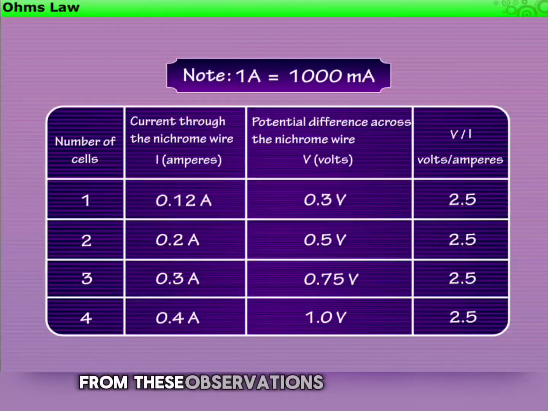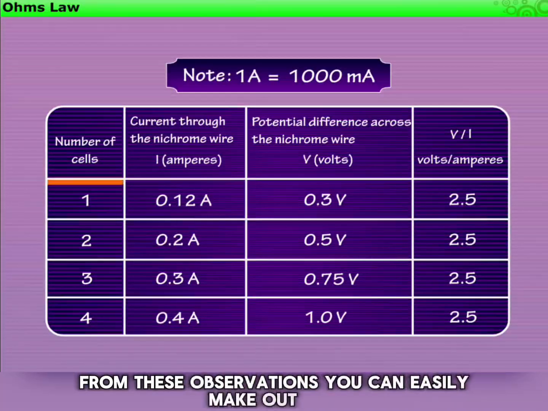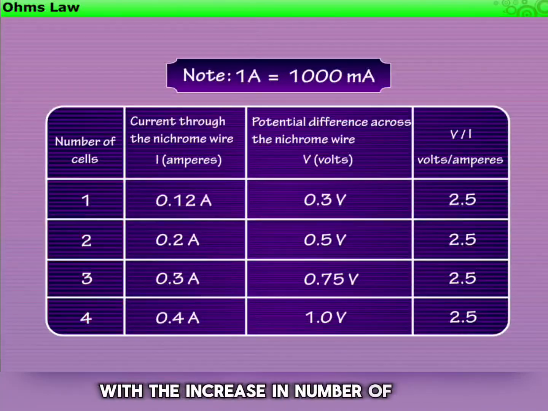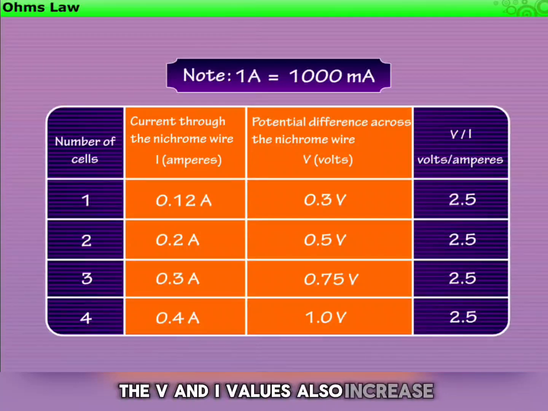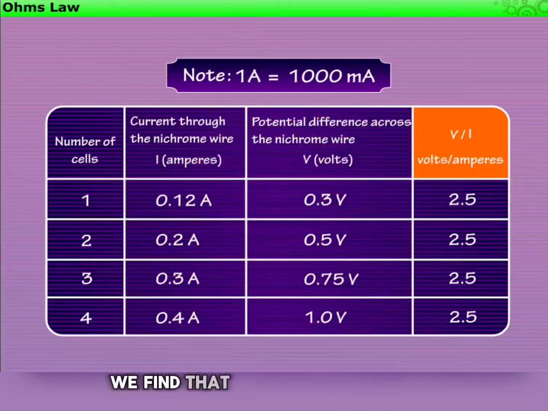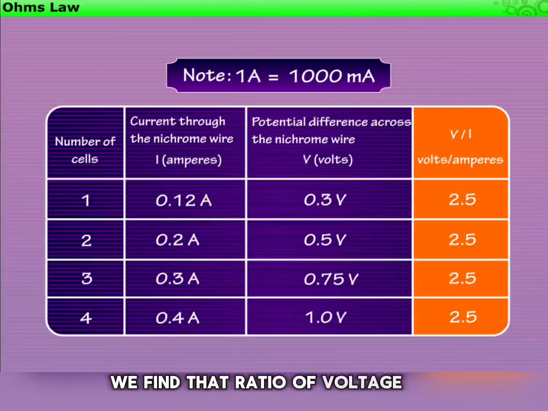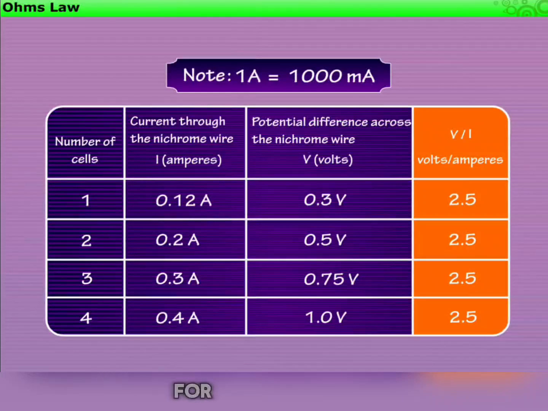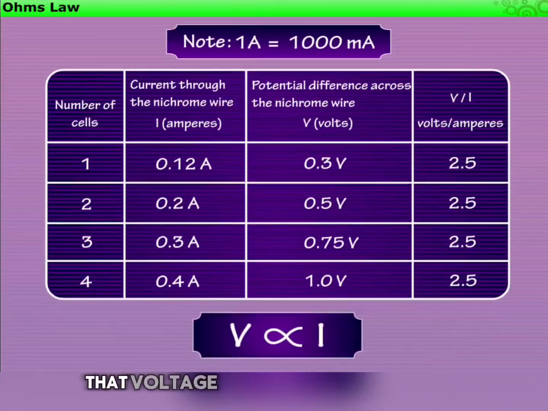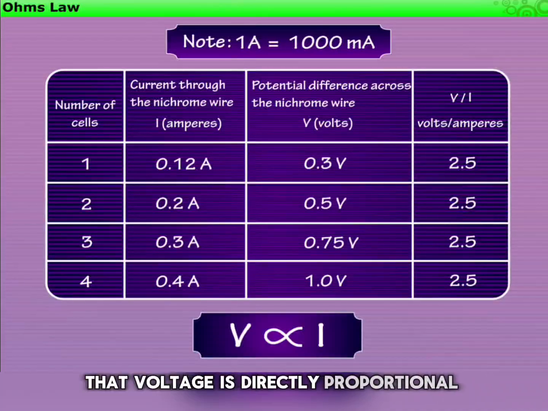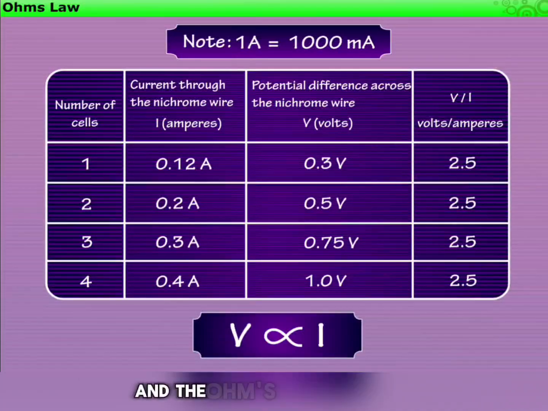From these observations, you can easily make out that, with the increase in the number of cells, the V and I values also increase. We find that the ratio of voltage to current is constant for all the readings. It is 2.5 volts per ampere. Hence, we understand that voltage is directly proportional to current, and Ohm's law is verified.